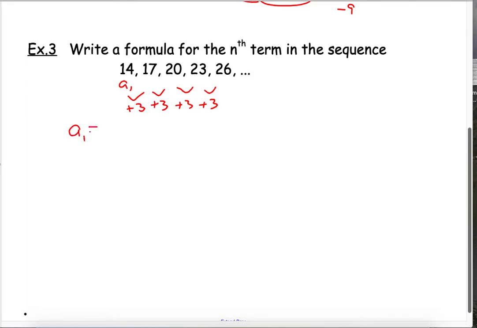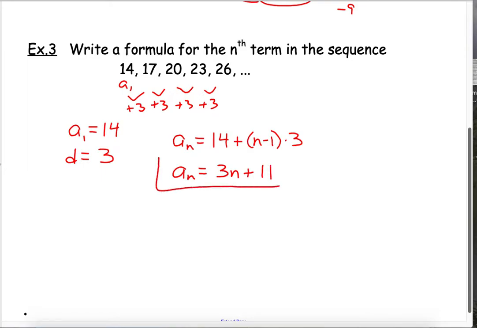So I know a sub 1 is 14. I know my common difference is positive 3. So the nth term, a sub n, I'm just going to take my first term, which is 14, plus n minus 1 times the common difference, which is 3. I guess I could clean this up a little bit. I could distribute and combine like terms. So I'm going to wind up with 3n, and then minus 3 plus 14 is plus 11. And so now I have a formula for the nth term for this particular sequence.